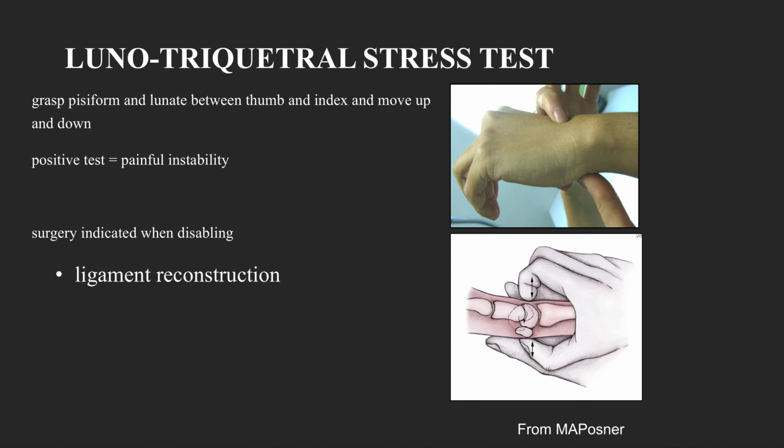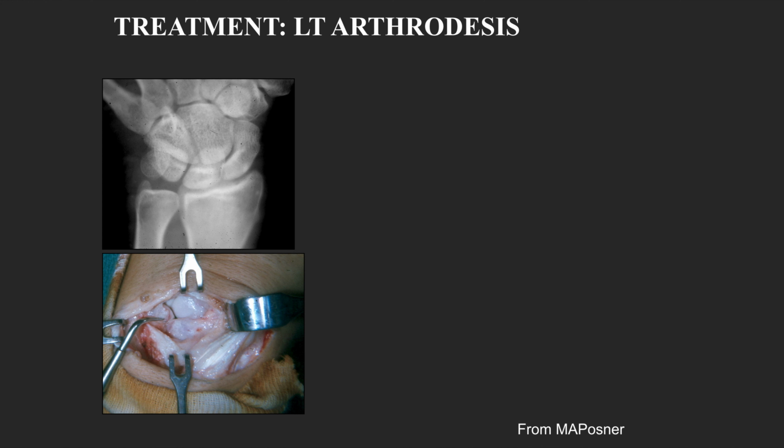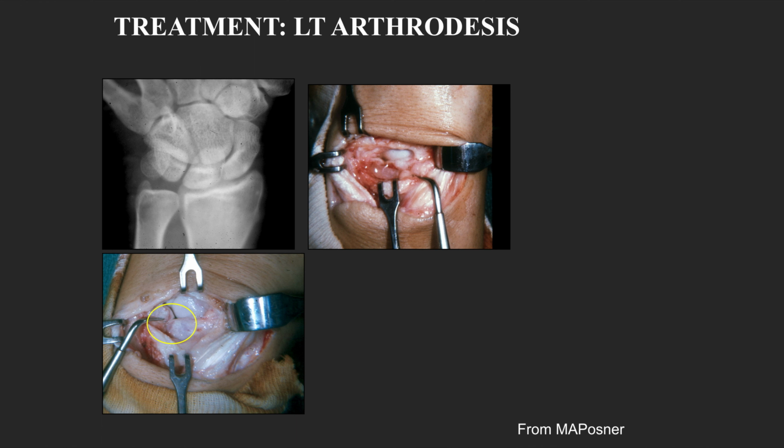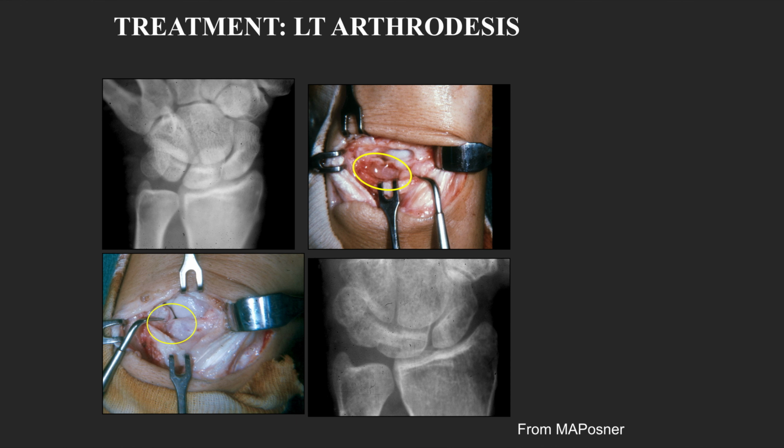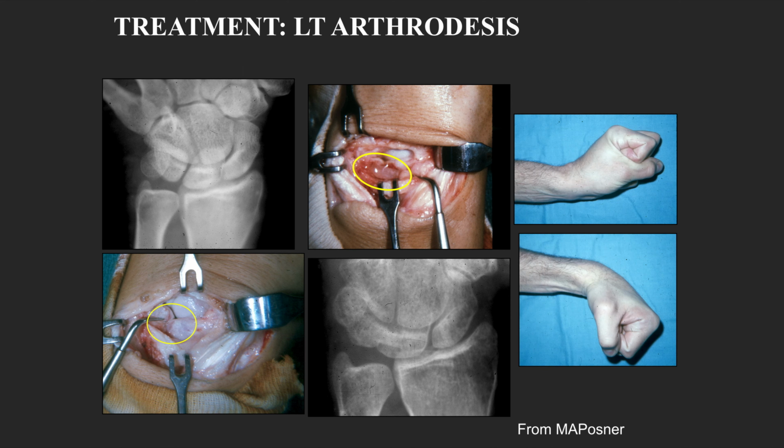Consider surgery when this is functionally a problem, and the surgery can involve either a ligament reconstruction or a lunotriquetral fusion. These are slides from Dr. Posner showing an LT fusion. The concept being that many people are born with a lunotriquetral coalition, and if we eliminate motion between the lunate and triquetrum, it does not cause much of a functional loss.